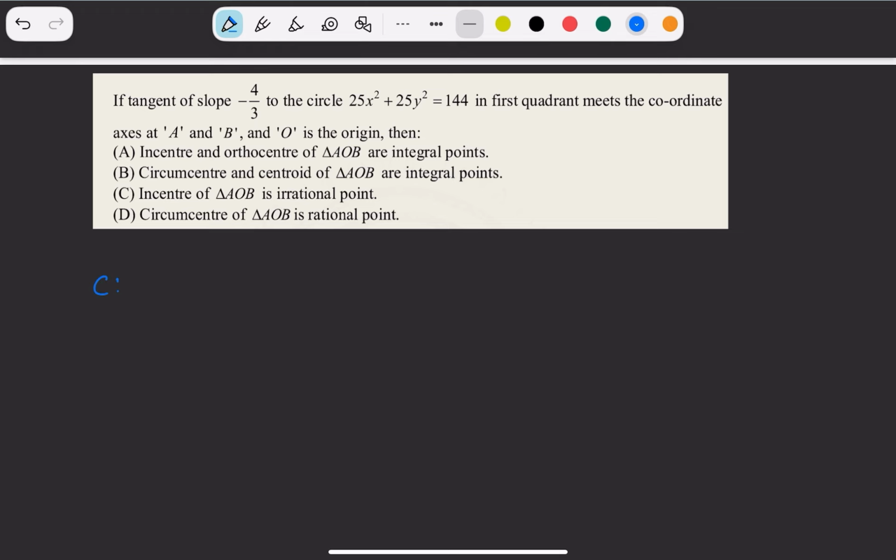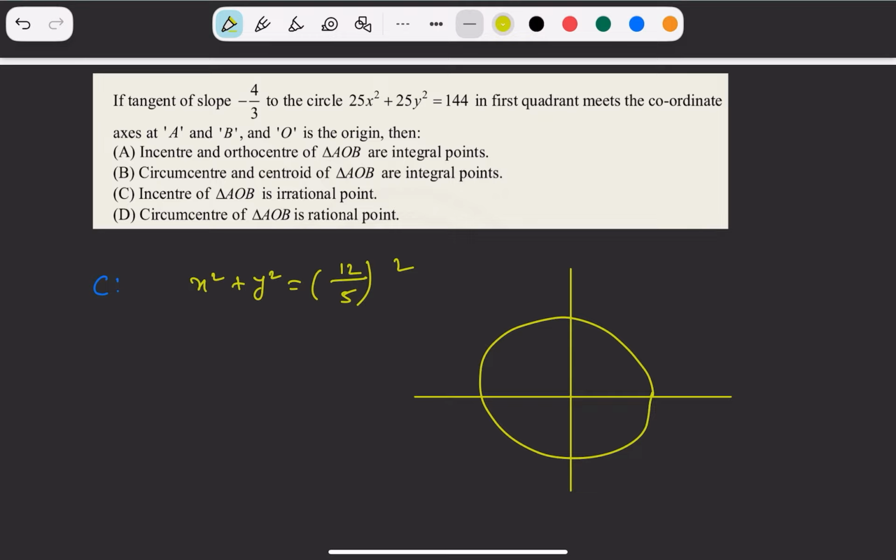We have been given 25, so I am dividing both sides by 25. It will become x square plus y square equals 144 by 25. I can write 12 upon 5 whole square. So, what kind of circle do we have now? It has its center at the origin, so I can assume this kind of circle.